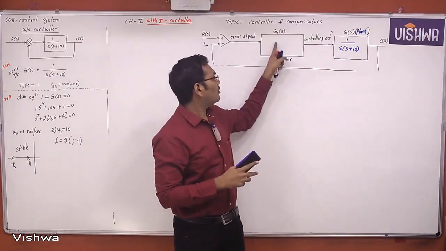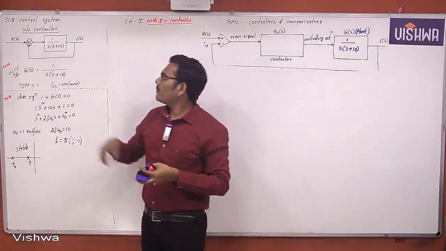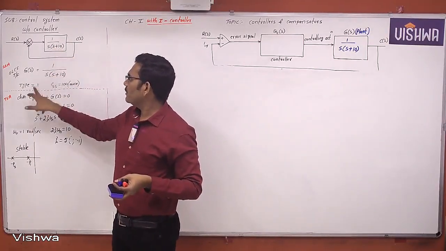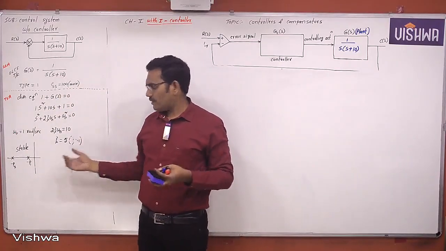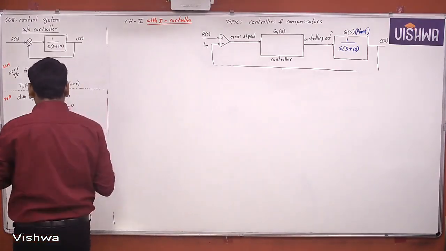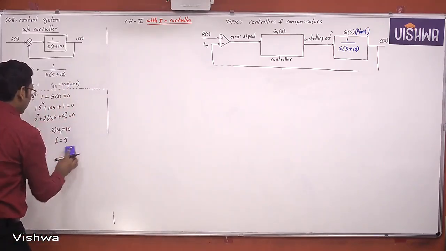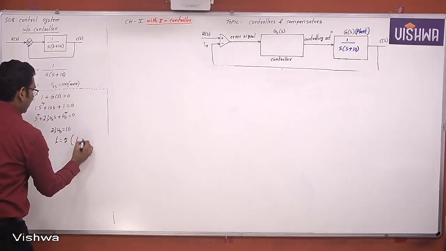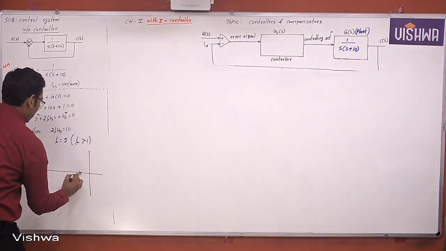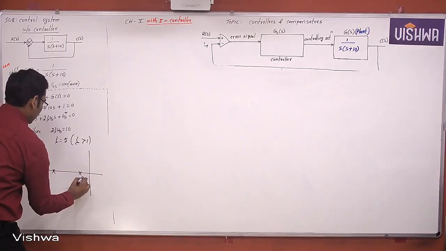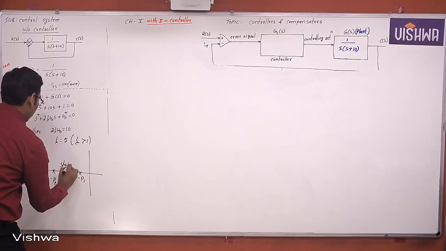Without control means only the plant. Only the plant means 1 by S into (S plus 10). Type is 1. Steady state error is somewhat more. So the system is stable. Now this is the damping factor zeta equal to 5, which means damping factor zeta is greater than 1. The poles are on the negative real axis, and of course the system is stable.